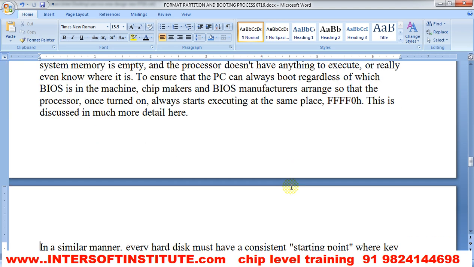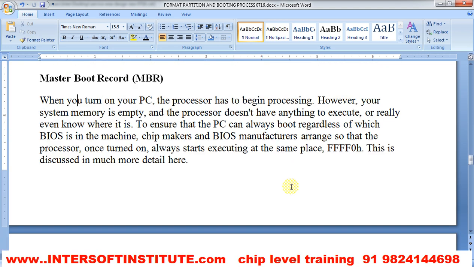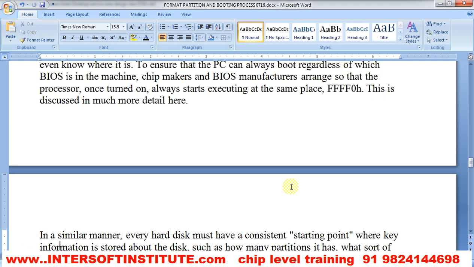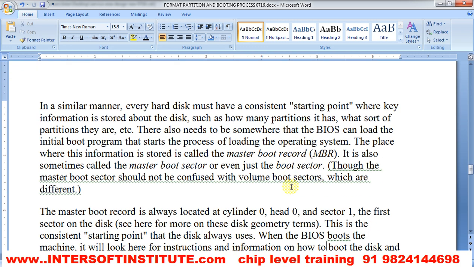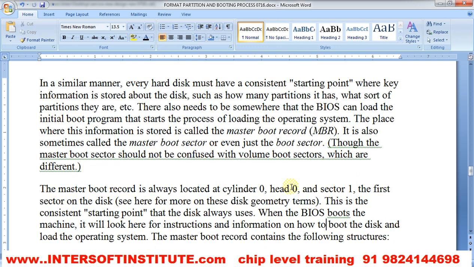When you turn on your PC, the processor has to begin processing. However, your system memory is empty and the processor doesn't have anything to execute or really even know where to look. To answer this, the PC relies on the BIOS, which is a chip on the machine, and the BIOS will divert to the MBR. The BIOS goes directly to the MBR and sees which partition is active. It will locate that partition, that is the boot sector. So it will divert to that particular boot sector and from there it will read.